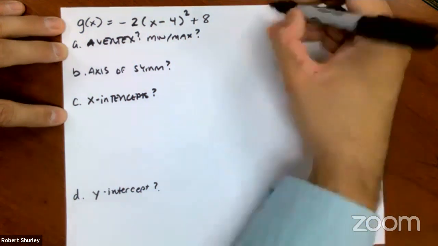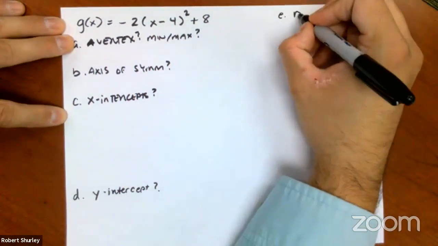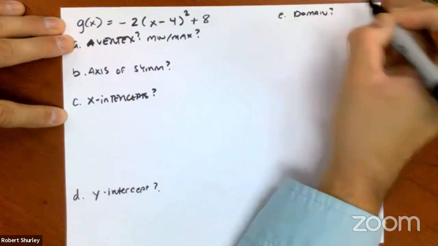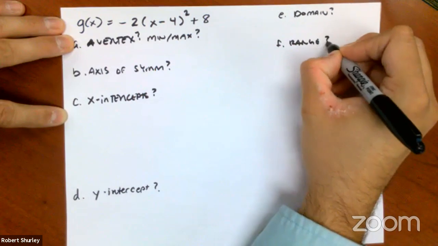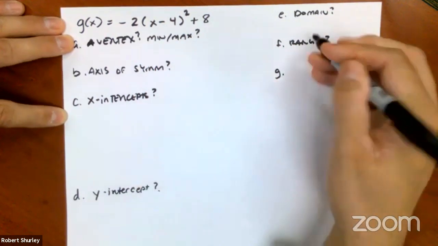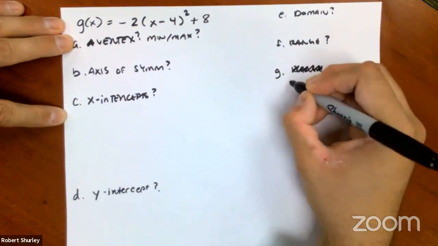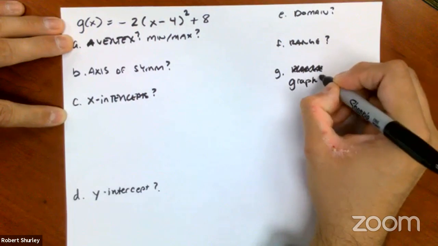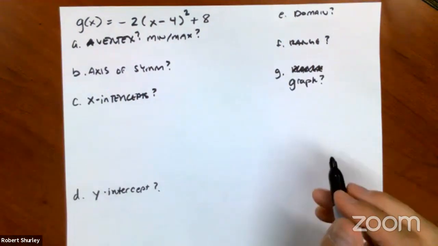A, B, C, D, E. Oh, let's do domain and range. We know domain already. Let's just do range. And then let's do a little better graph, now that we'll know a few more coordinates. Robert, let's graph this thing. Okay, so I'm going to work through these. You can work ahead and see if you get the same thing.